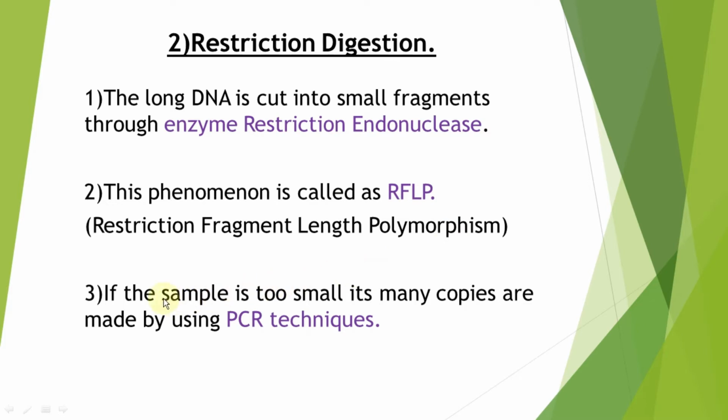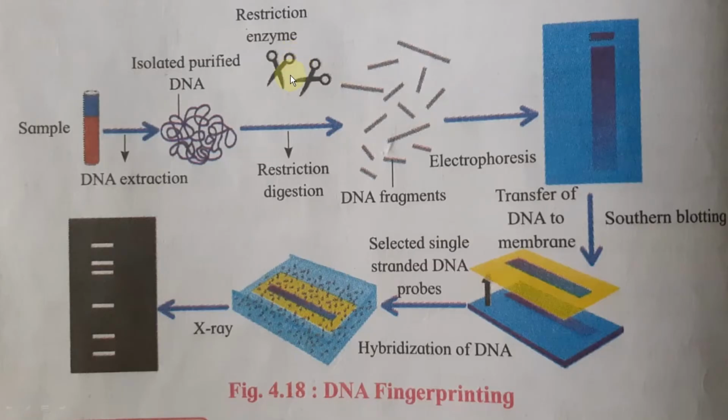Now see, if the DNA is long, then it's okay. But sometimes they get a very minute sample, and it is very difficult to perform DNA fingerprinting with a small sample. So at that time, using the PCR technique, polymerase chain reaction, they make many copies of the sample DNA. Okay, here we have completed the second step, that is restriction digestion.